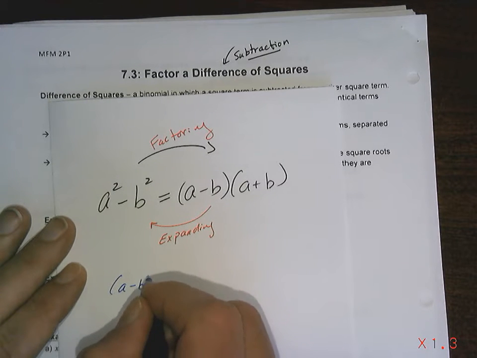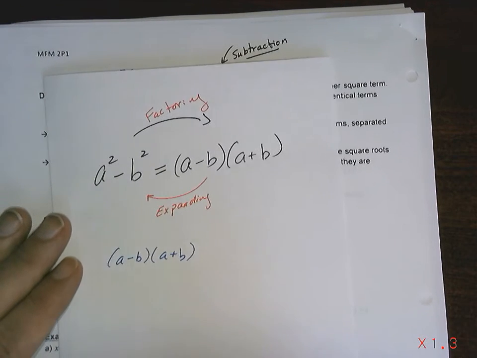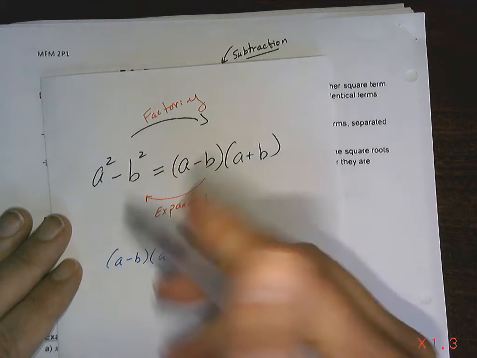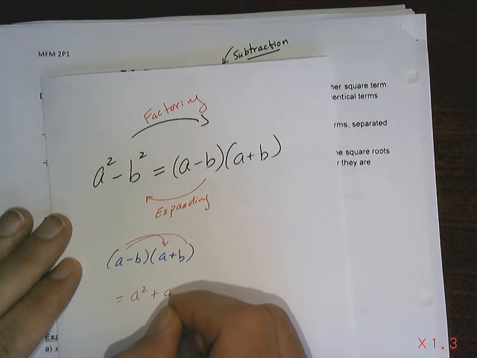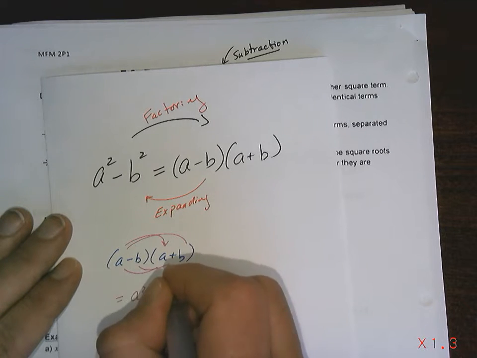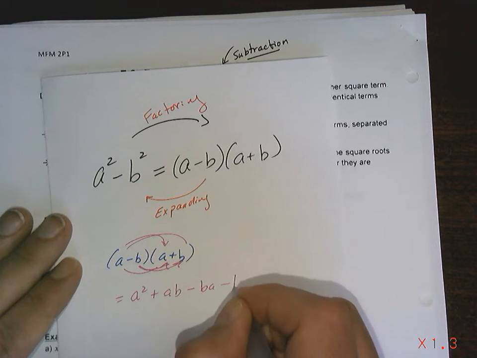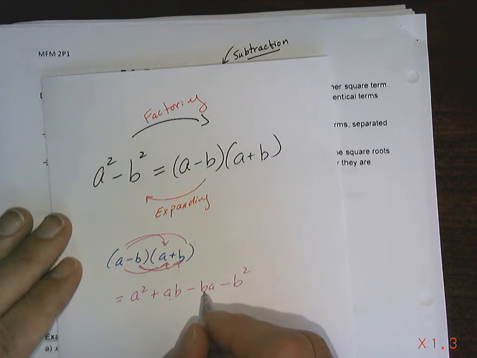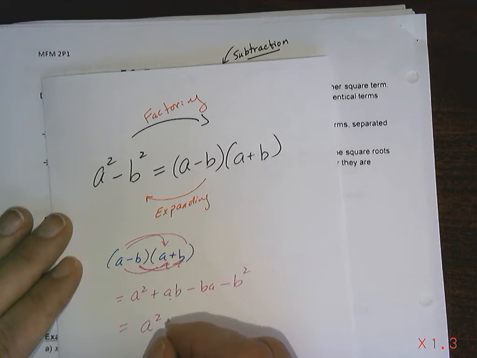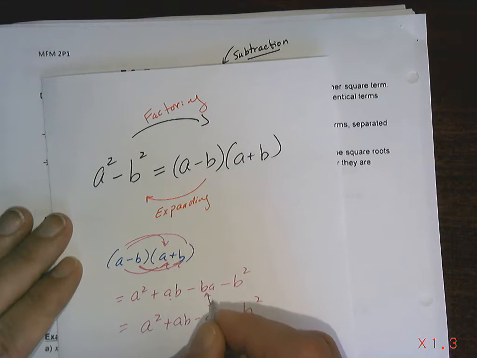So, I'm going to prove something to you. I'm going to start with A minus B, A plus B, and I'm going to prove to you that it actually does equal A squared minus B squared. How am I going to do that? By expanding it. A times A is A squared. A times B is plus AB. Negative B times A is negative BA, and negative B times B is negative B squared. Now, this is A times B, this is B times A. The order of multiplication does not matter, so I can write them as the same.